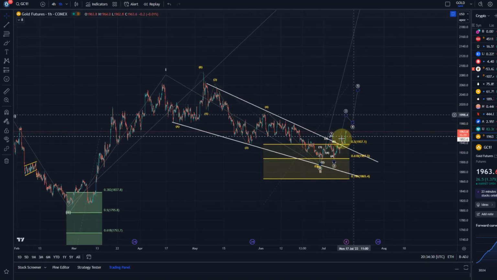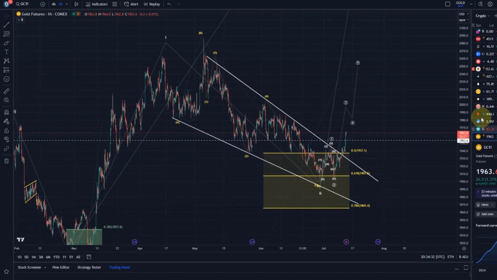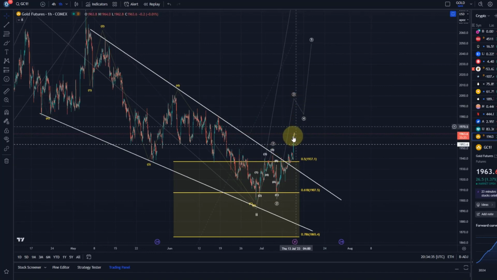But for now, it's good to see that we've had some movement. Next, very important structural resistance is up here around that wave 4 high, obviously the $2,000 level, and that is where I would want price to get to now.